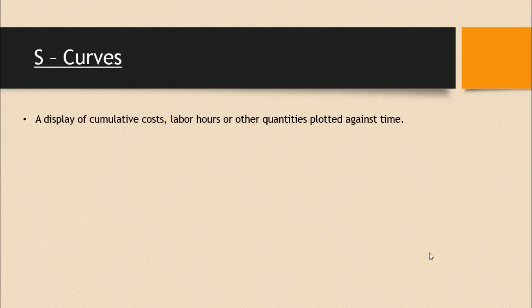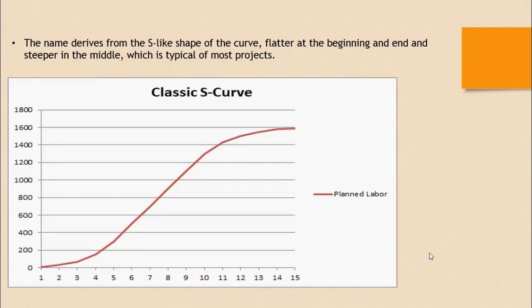An S-curve is nothing but a visual representation and display of cumulative cost, cumulative labor hours, or other quantities that are plotted against time. Now the name S derives basically from its shape of the letter S, and it is steeper in the middle and flatter at the end and flatter at the beginning.